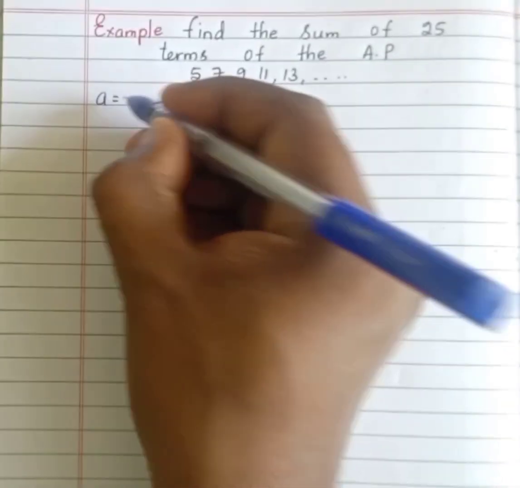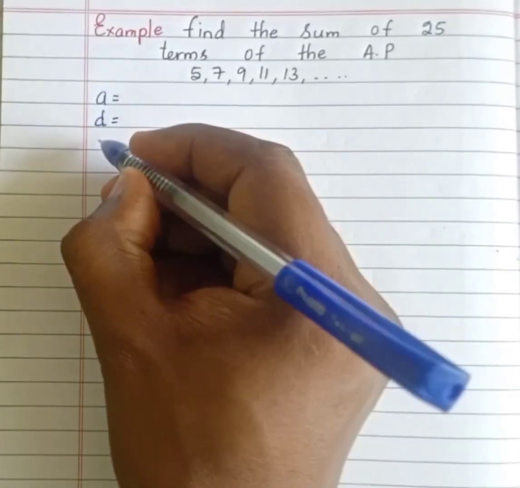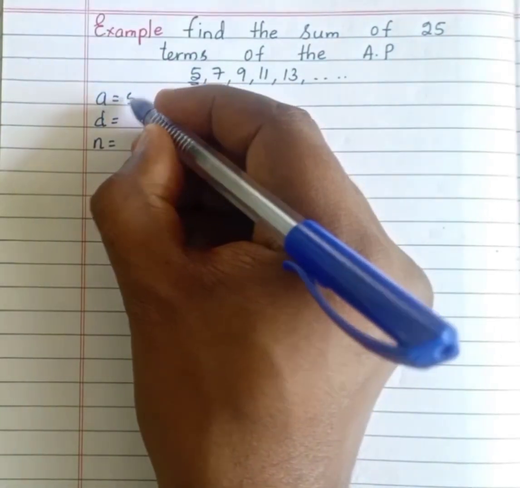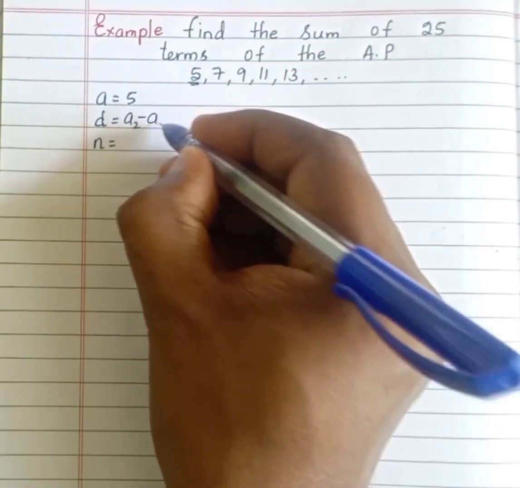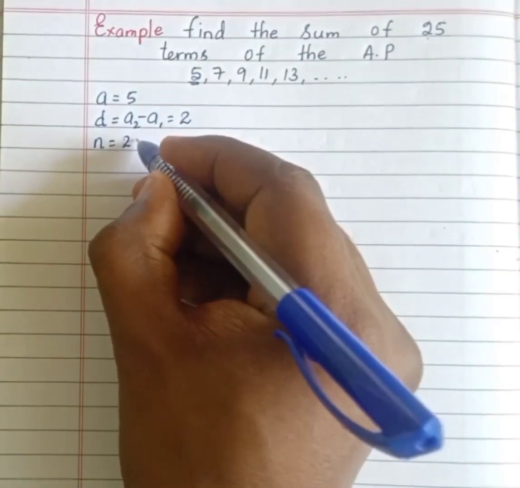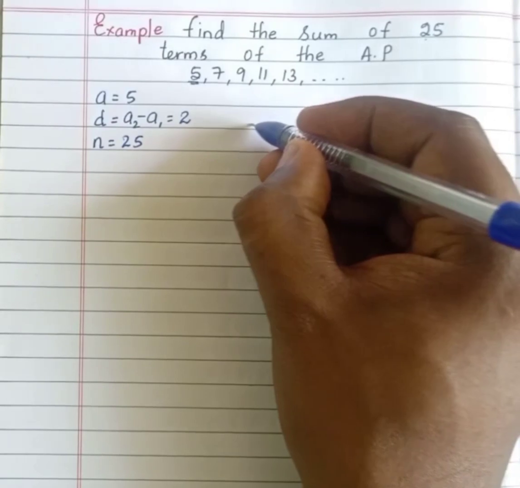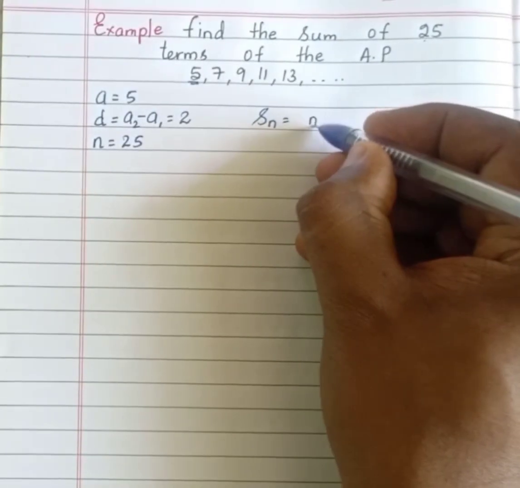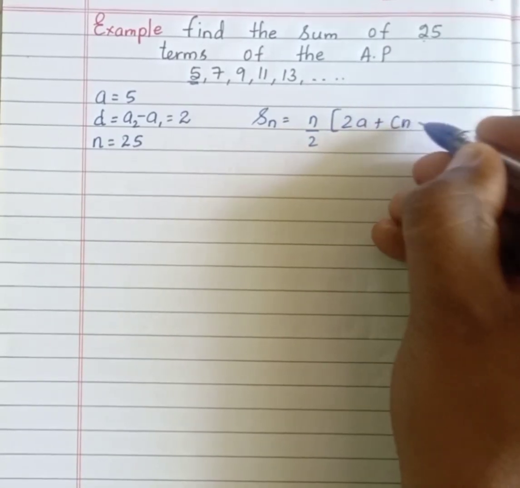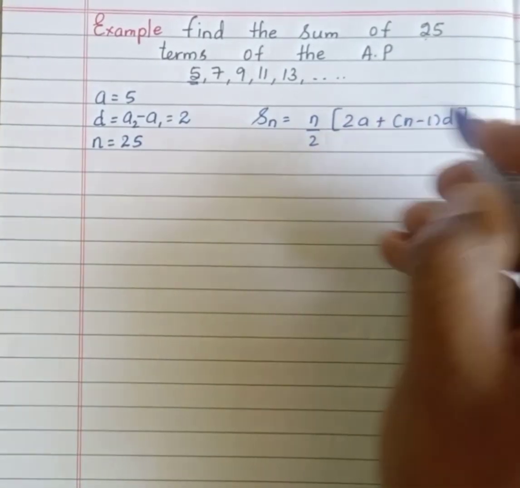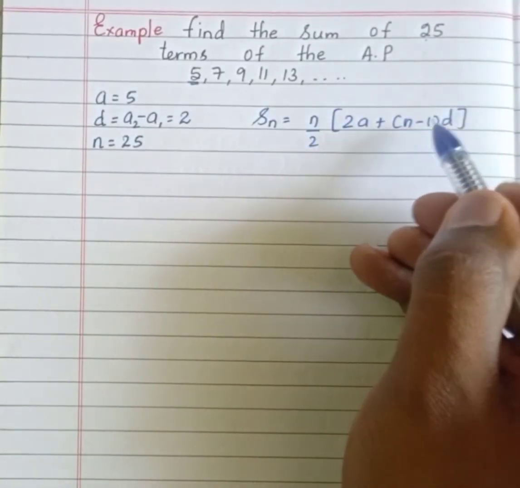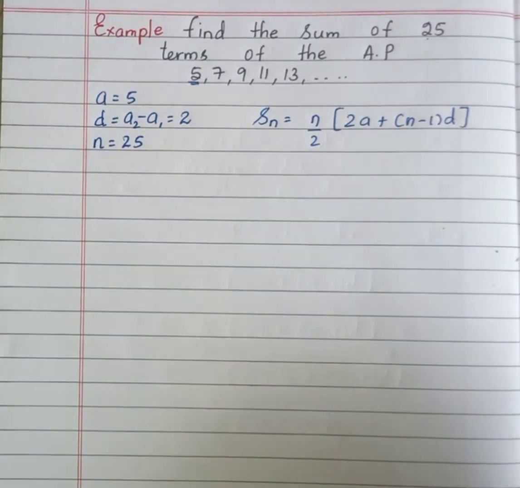Now to find the sum of n terms, we should know the value of a, d and the number of terms. The value of a equals 5, that is the first term. d equals a2 minus a1, 7 minus 5, which is 2. Now what is n? We should find the sum of 25 terms. Therefore n equals 25. Therefore, we use the formula Sn equals n by 2 into (2a plus (n minus 1) into d). Now substitute all the values of a, d and n in this formula.